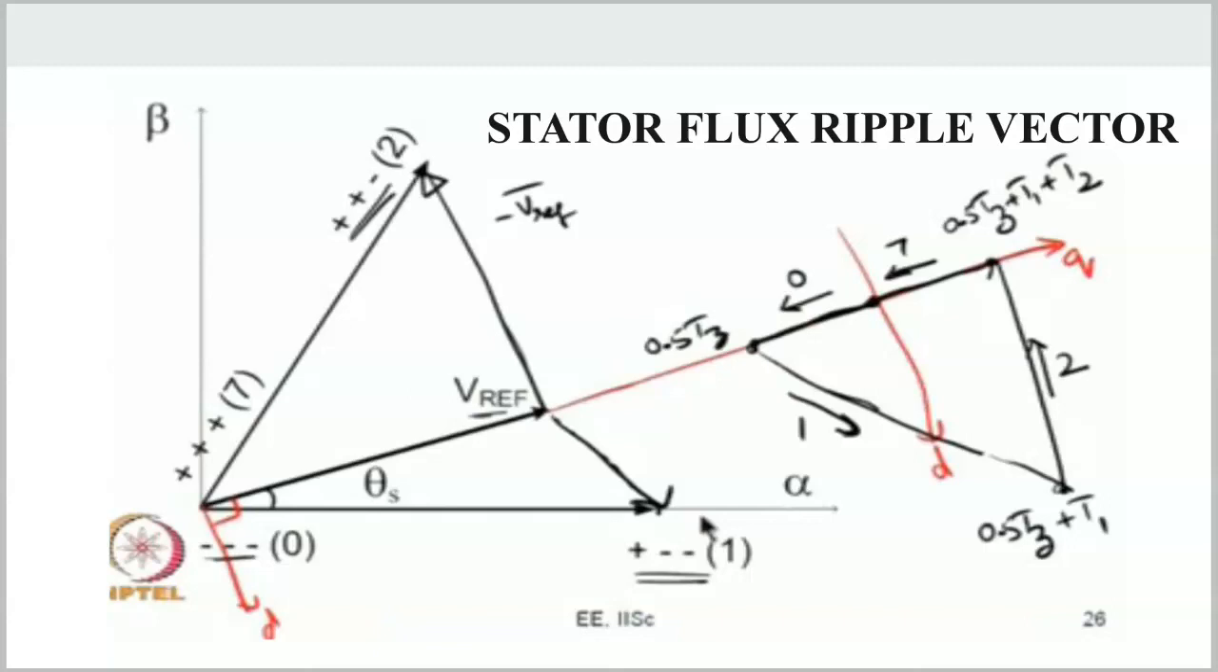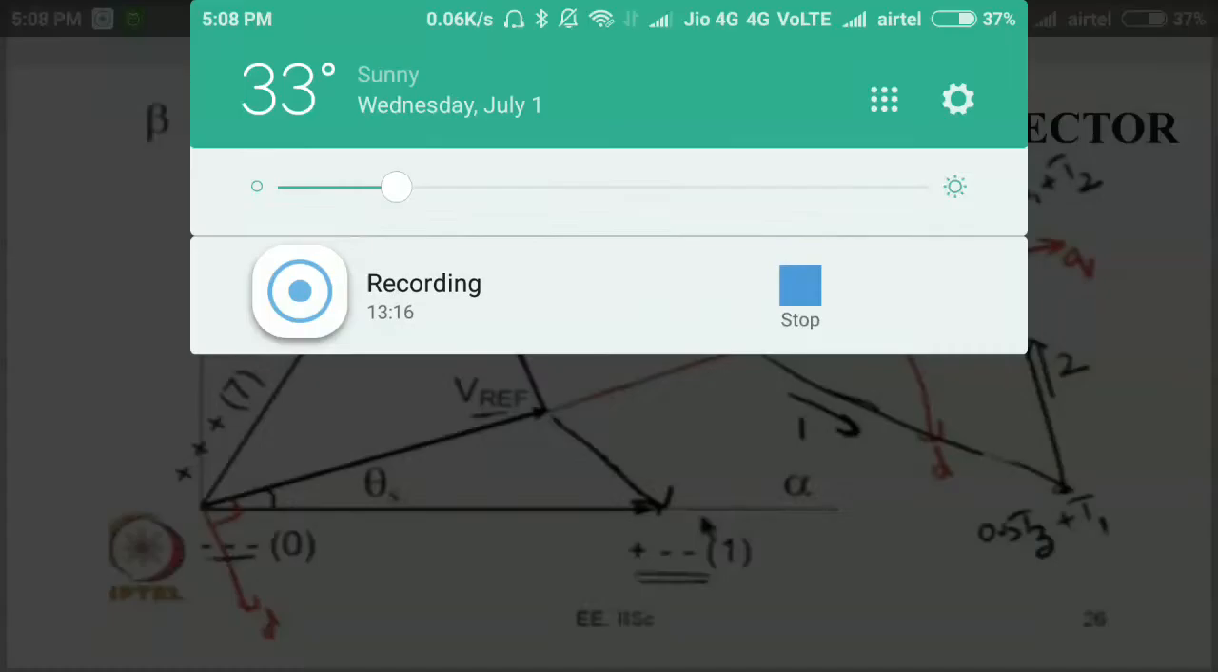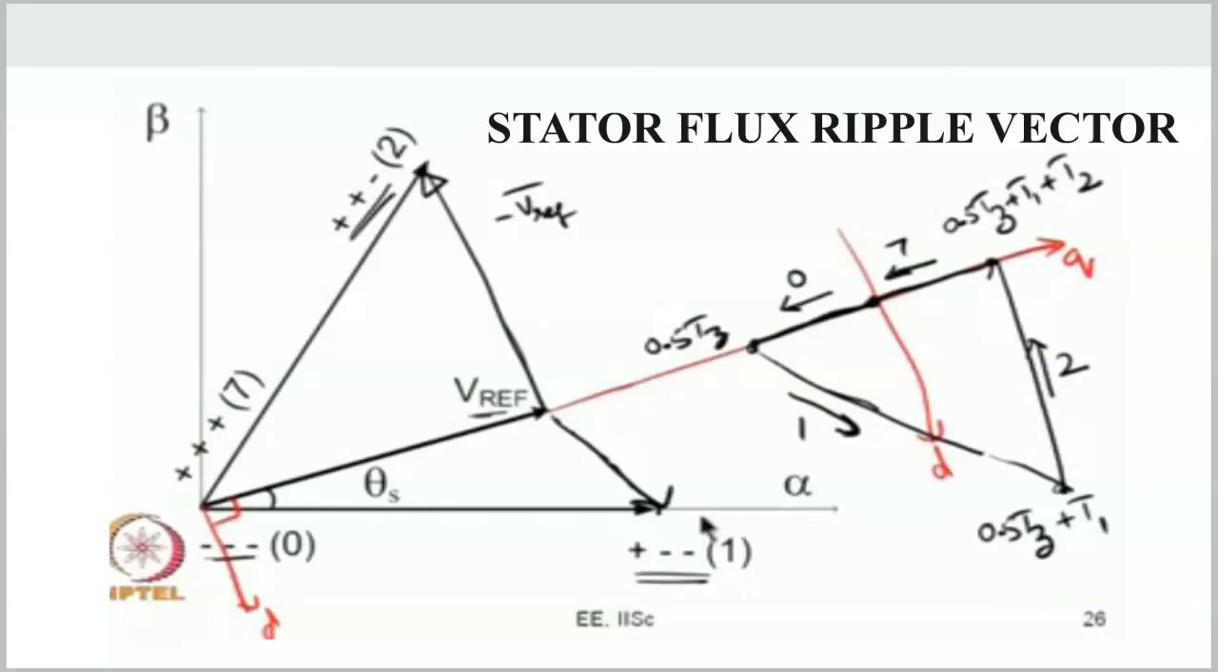At the next stage we apply plus plus minus, that is active state vector 2. When it is applied, it starts from 0.5 tz plus t1, and finally it reaches at an instant of 0.5 tz plus t1 plus t2. We can see it will reach the q axis there. Then it will go back to the origin. It has to go back to the origin because of volt-second balance. We are trying to integrate the error voltage, so the error voltage over a subcycle is equal to 0. So this is the stator flux ripple vector.